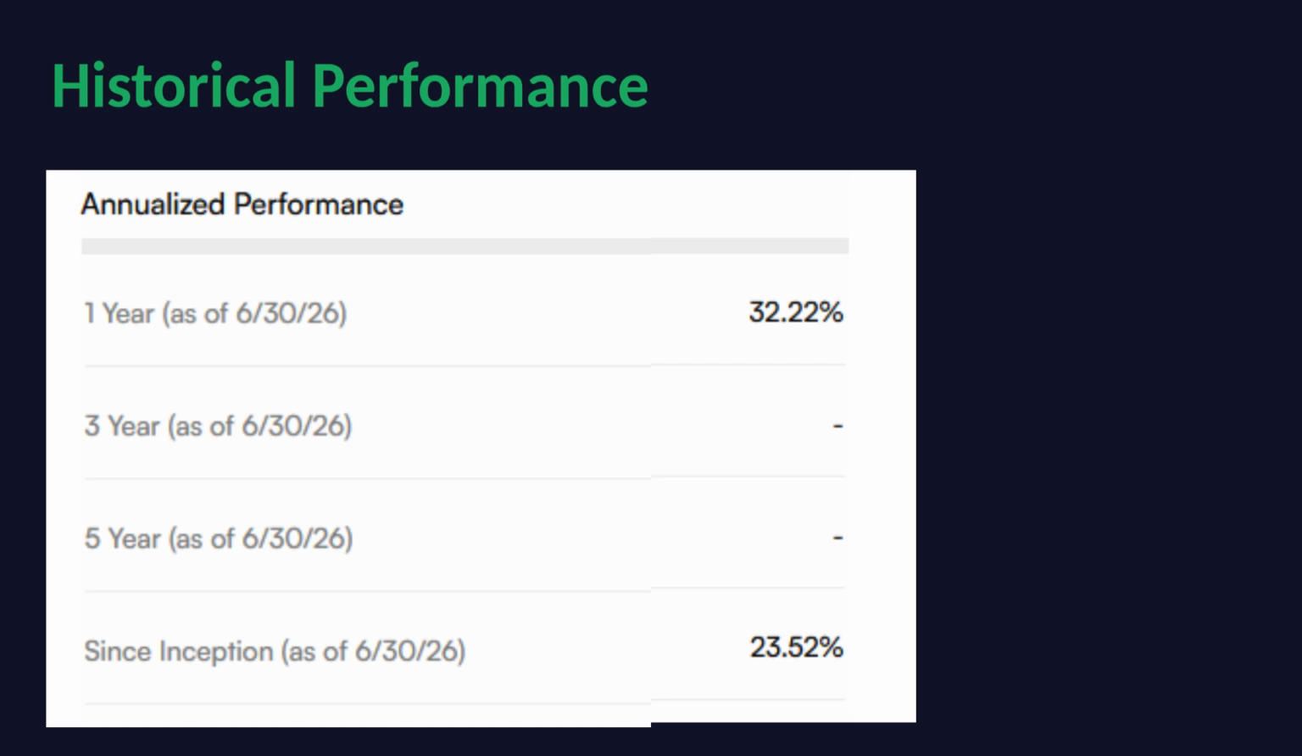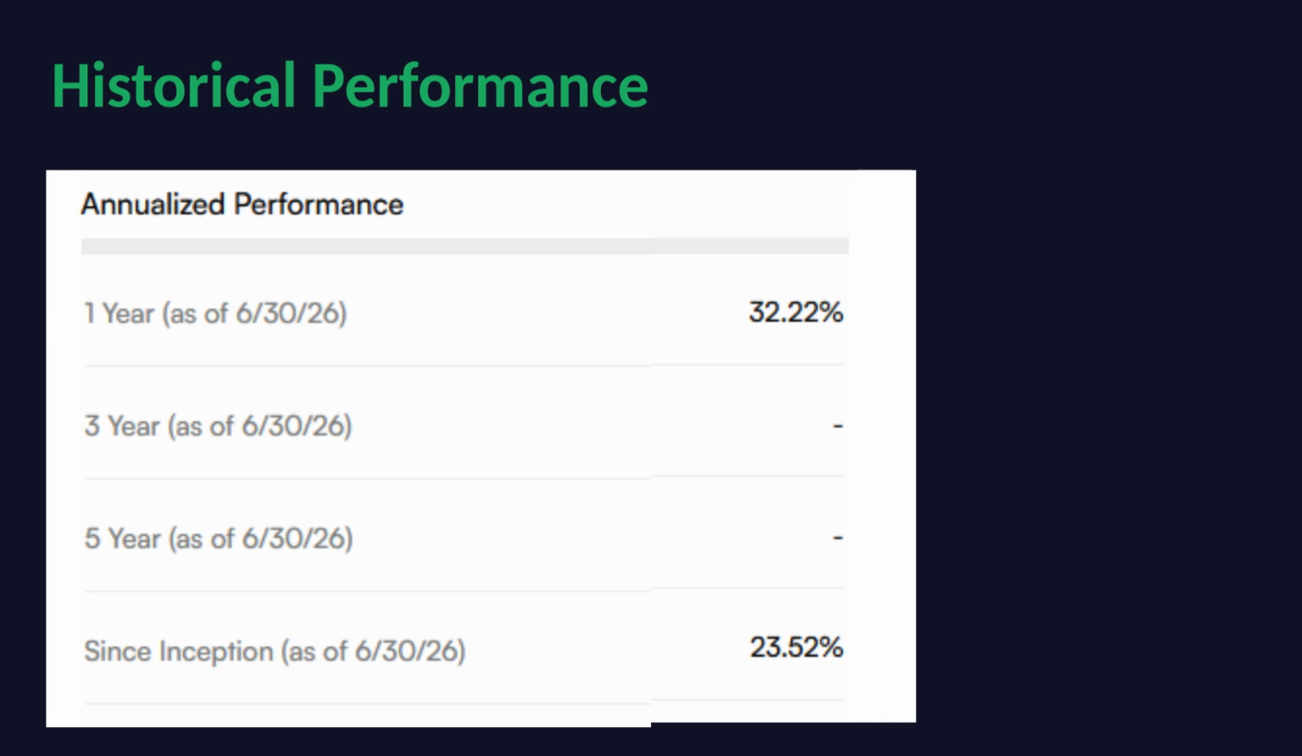As of June 30, 2026, the fund delivered an impressive 32.22% total return over the past year. Since its inception, it has generated an annualized return of 23.52%. Those are strong numbers, but it's important to keep them in context. QDTE launched during a period when the Nasdaq performed well and option premiums remained elevated, creating a favorable environment for its strategy. Because the fund is still relatively new, we don't yet have 3-year or 5-year performance data.